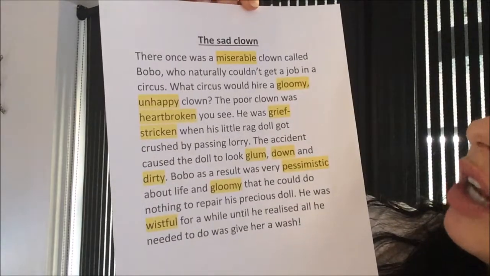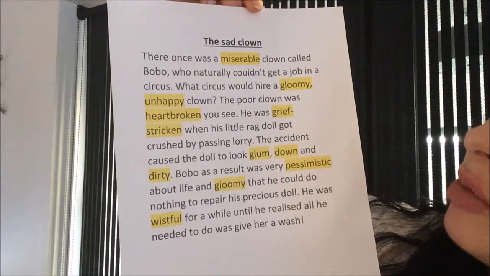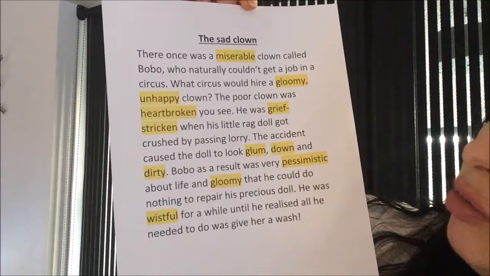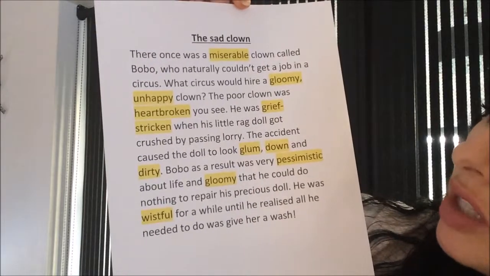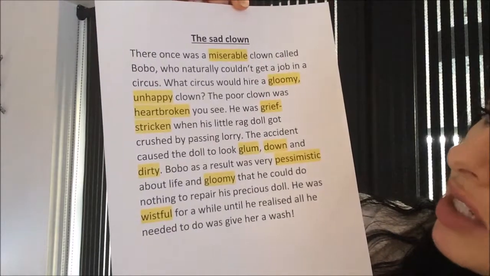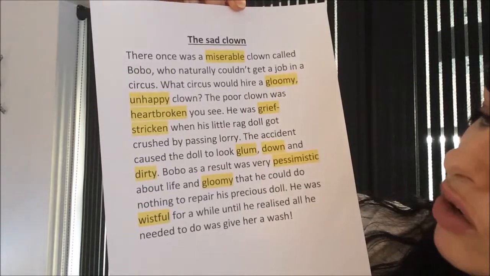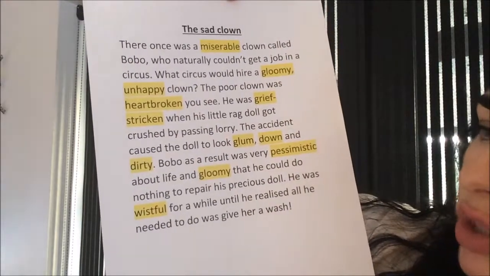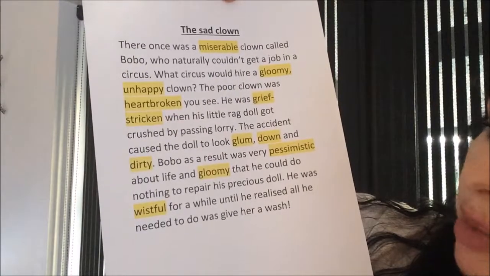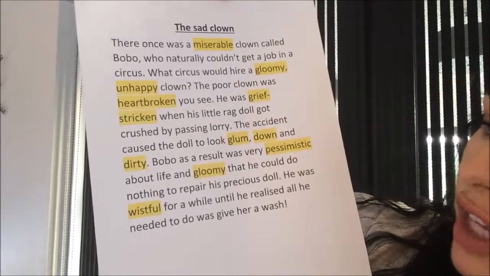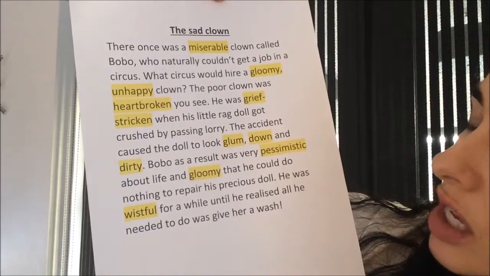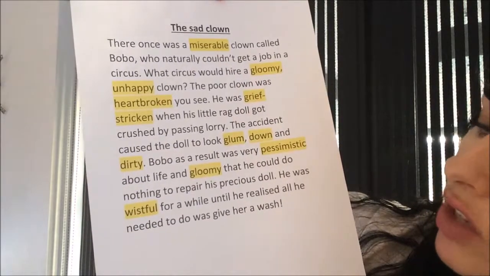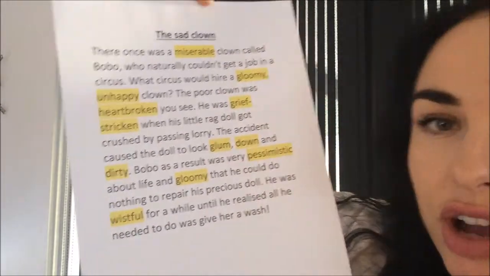There once was a miserable clown called Bobo who naturally couldn't get a job in a circus. What circus would hire a gloomy, unhappy clown? The poor clown was heartbroken, you see. He was grief-stricken when his little rag doll got crushed by a passing lorry. The accident caused the doll to look glum, down and dirty. Bobo, as a result, was very pessimistic about life and gloomy that he could do nothing to repair his precious doll. He was wistful for a while until he realised all he needed to do was give her a wash.